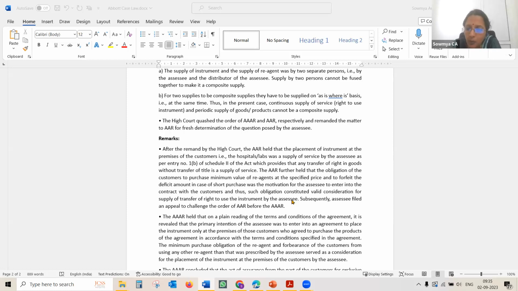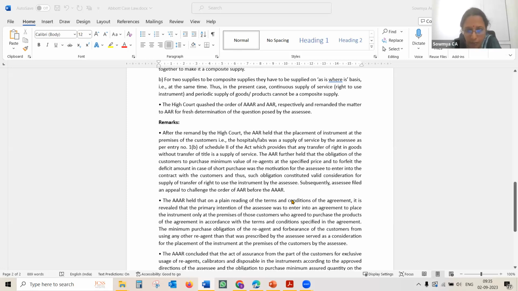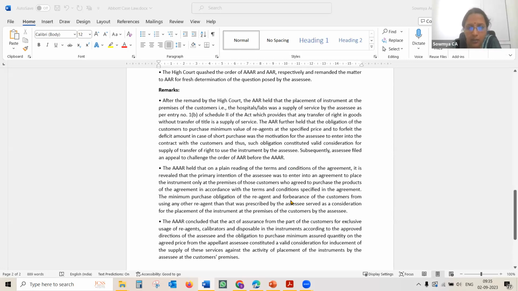But subsequently, the assessee again filed an appeal challenging this before the appellate authority for advance rulings, for the second time on this matter. The appellate authority held that on a plain reading of the terms and conditions of the agreement, it is revealed that the primary intention of the assessee was to enter into an agreement to place the instrument only at the premises of those customers who agreed to purchase the products in accordance with the terms and conditions specified in the agreement.